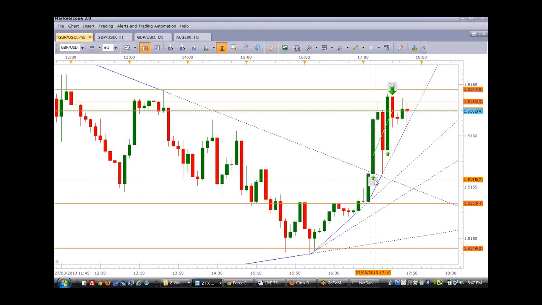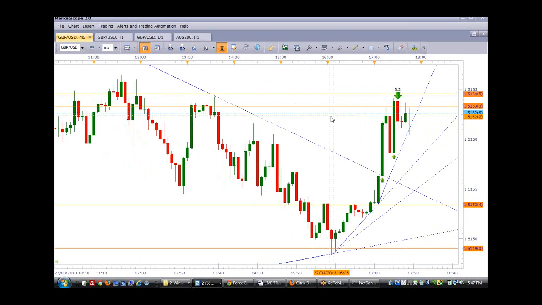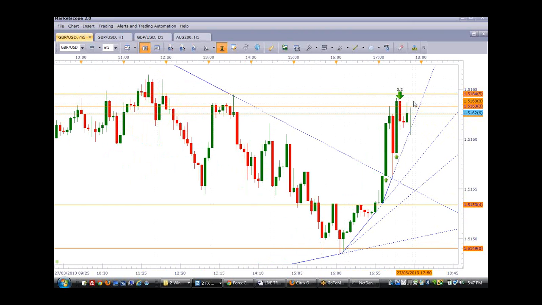I closed this position first, and then closed this one here, and now it's just hovering within the supply area. My target was 165, but it didn't quite get there because it's at the level of supply, so I closed everything. My stop loss was below this candle right here, around about the 151.48, 49 area.